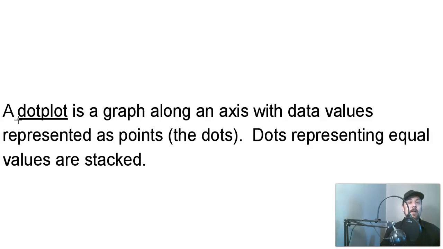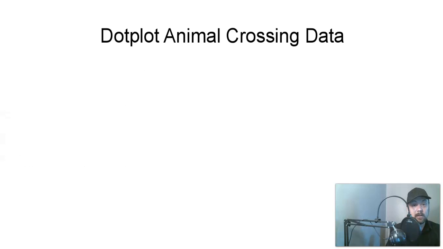A dot plot is a graph along an axis, which is really going to be the x-axis, with data values represented as points. And this is where the dots come in for the dot plot. Dots representing equal values are stacked. So if you get the same number twice, you stack the dots above that particular number on the axis. So maybe for this one, I'm not going to completely construct the dot plot for this data set, but this is what it would start to look like. So you have an axis that looks like this.